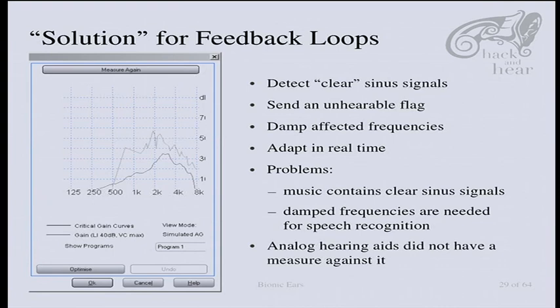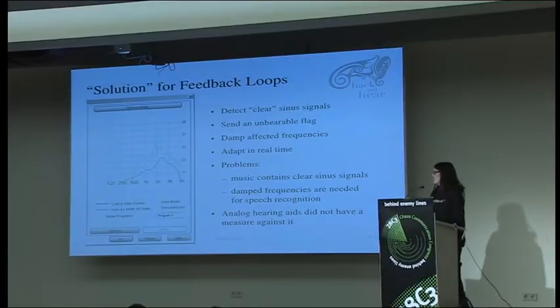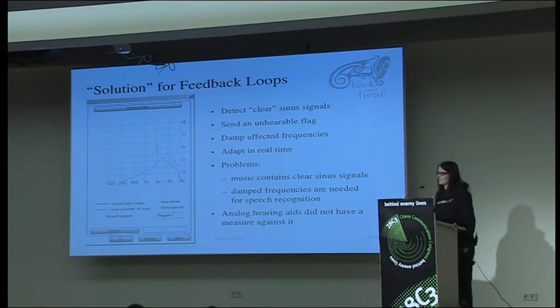Analog hearing aids did not have a measure against that, so this is something that is clearly new with digital hearing aids. The screenshot here is also taken from the tuning software. When you have tuned your hearing aid, you can run a feedback loop test where it plays a lot of different sounds, tries to detect the feedback loop, and then reduces the maximum power of the output of your hearing aid. That means you spend hours tuning your hearing aid, and then everything gets reduced by that.